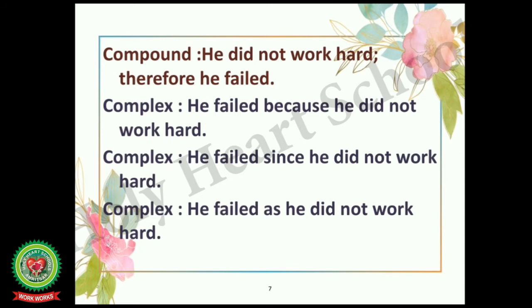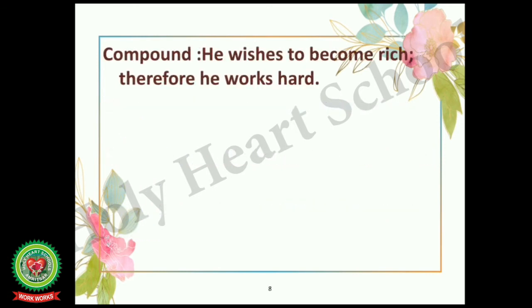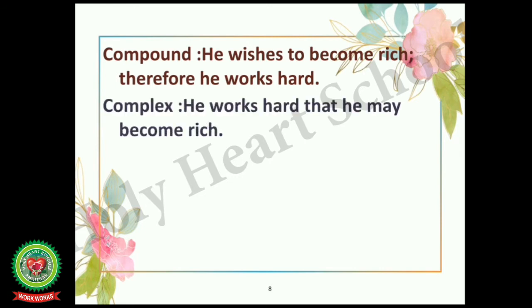Now students, coming up to the next example. He wishes to become rich, therefore he works hard. Students, this statement expresses a purpose. Why does he work hard? Because he wishes to become rich. So we can use a subordinating conjunction of purpose, so that or that. So our answer will be, he works hard that he may become rich.